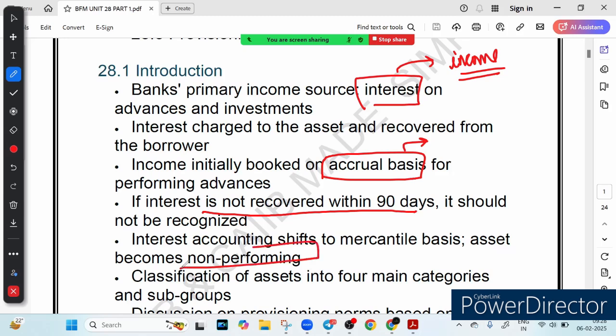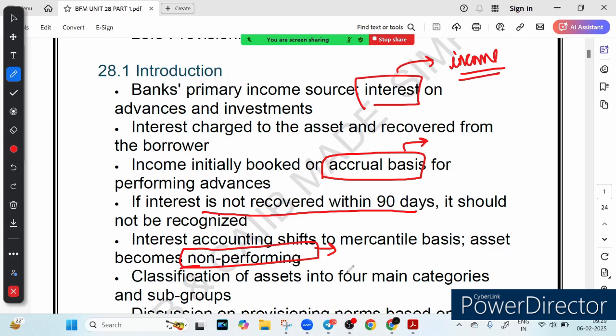The loan becomes non-performing. So when interest is not recovered within 90 days, the loan becomes an NPA, that is a non-performing asset, and the bank then stops recognizing interest as income. What happened earlier was that the bank recognized interest as income, but once it realized that the asset is turning non-performing, the bank does not recognize that as income because there is no guarantee it will be recovered. Instead of assuming it will be paid, the bank starts treating it cautiously.